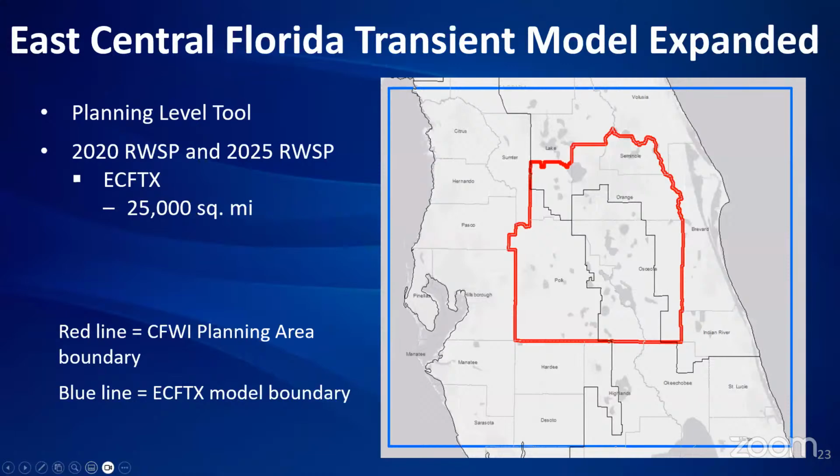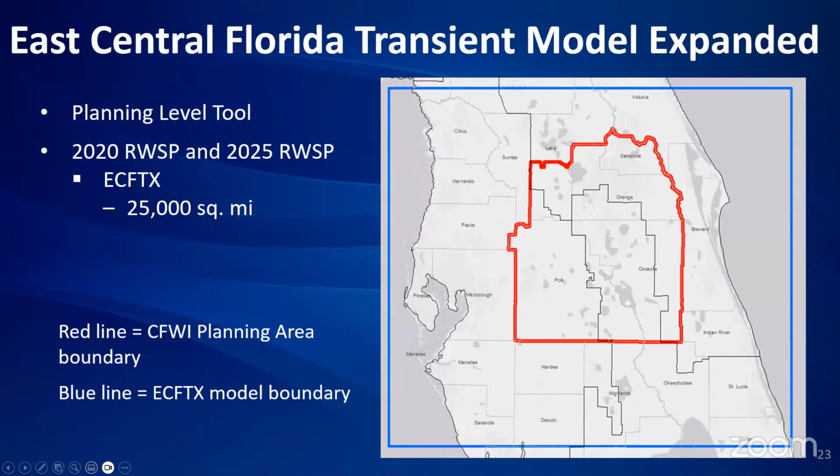So the red is the CFWI planning region. This is a graphic that shows the extent or the model domain. The red is the CFWI area, the blue is the extent of the model. And you can see it goes all the way from the Gulf of Mexico all the way through the Atlantic Ocean. And it is a very large area.